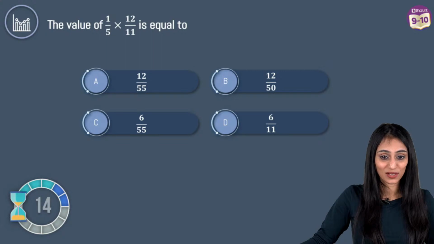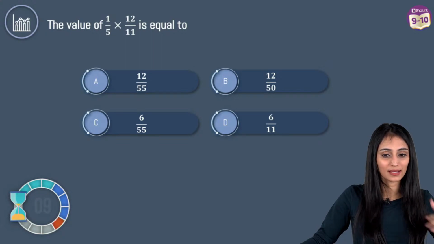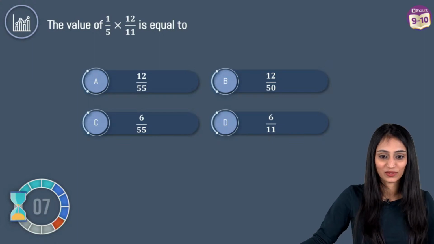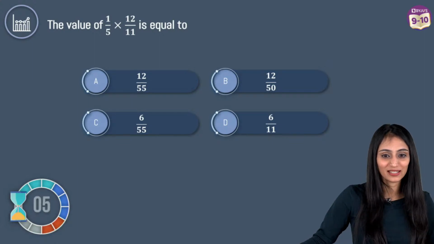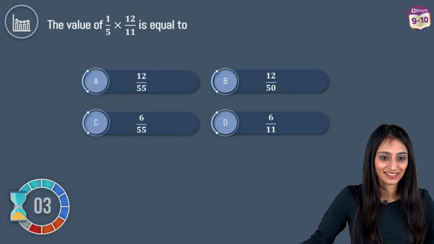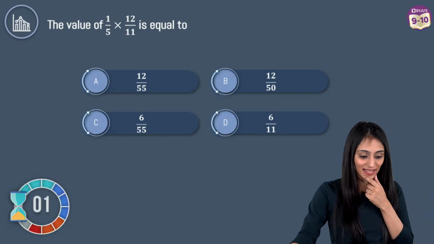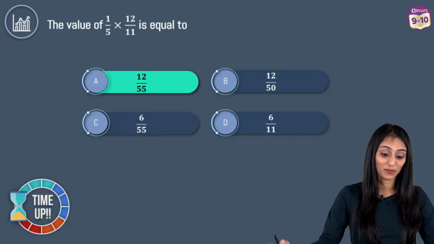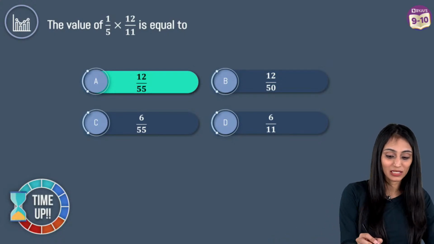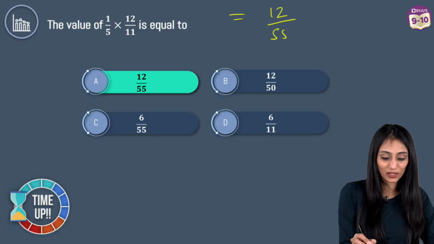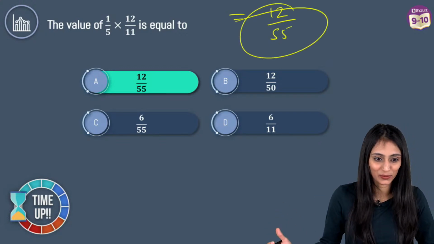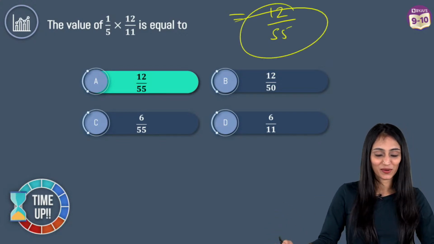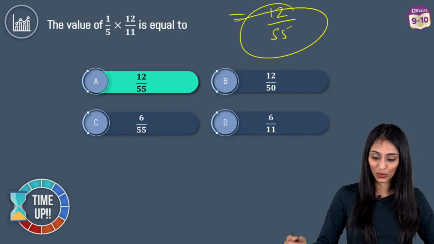Pranav says A, Tanisha, Pooja, Manjot, Aditi, Ritu, everyone says it's A. Wow. Seems like you all are super intelligent. Everyone is saying A, so no confusion. All right, so option A, 12 by 55, is the right answer because we are multiplying numerator with numerator and denominator with denominator. That's pretty simple, right? All right, amazing. That's good.